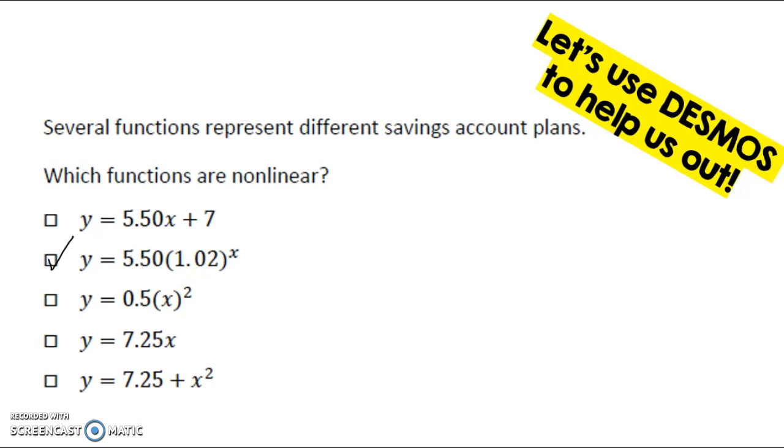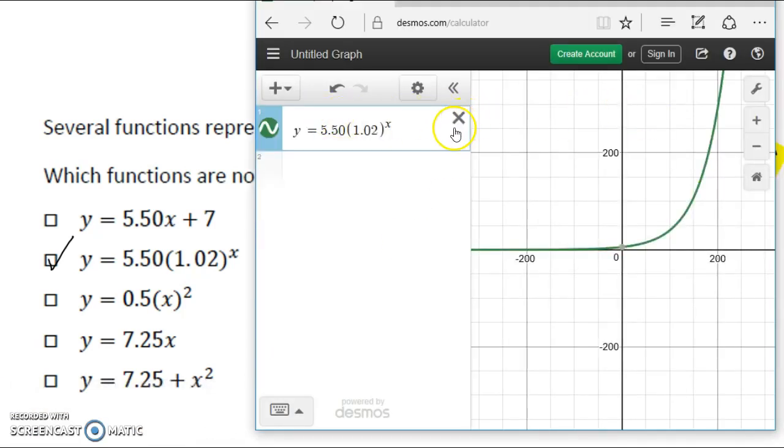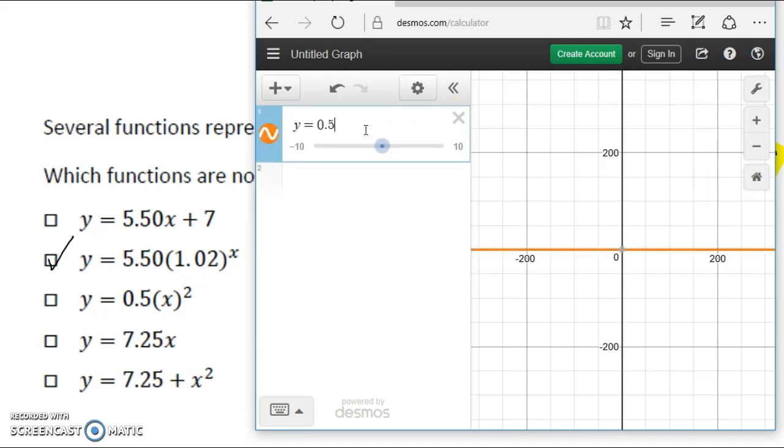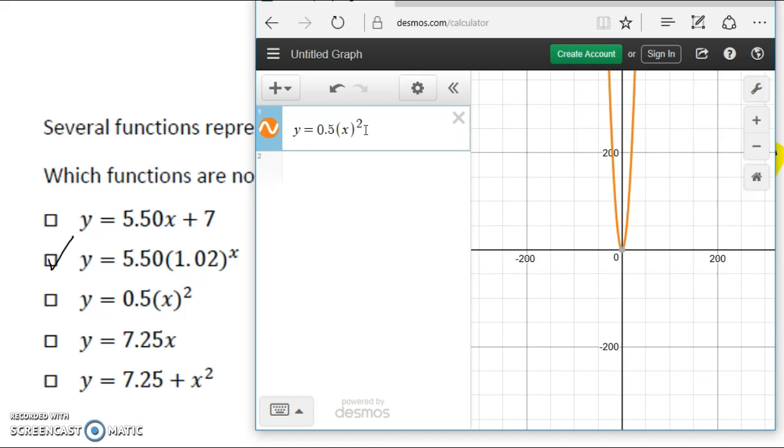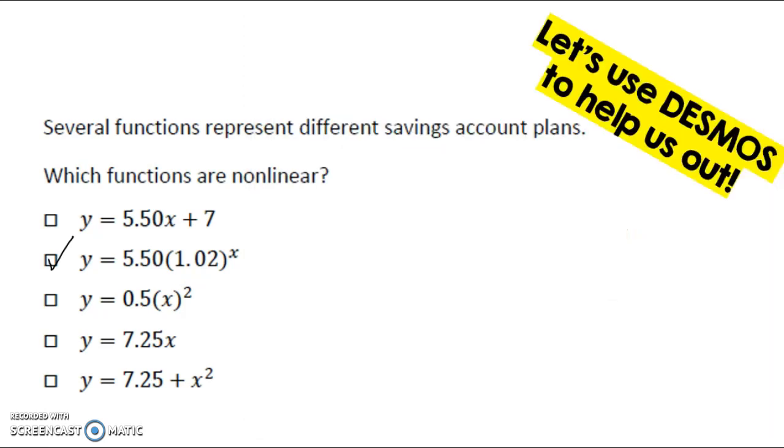All right, so we've checked that one out. Let's go ahead and go to the next one. So y equals 0.5 times x squared. Definitely not linear. So non-linear. Hopefully we can start seeing this pattern. We should know that this one is linear. There's no square, there's no cube, there's nothing happening. So that one would be linear, and this last one would be non-linear because of that square.